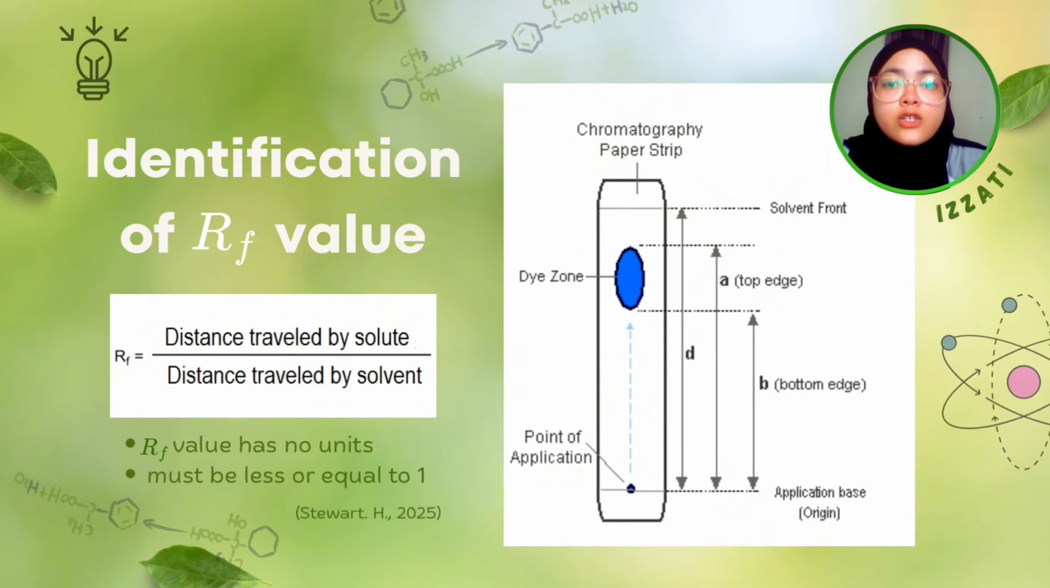Distances A and B track the movement of the pigment spot or dye zone, measured from its edges relative to the origin. By comparing these calculated ratios to standard values, we can accurately identify each pigment present in our sample.